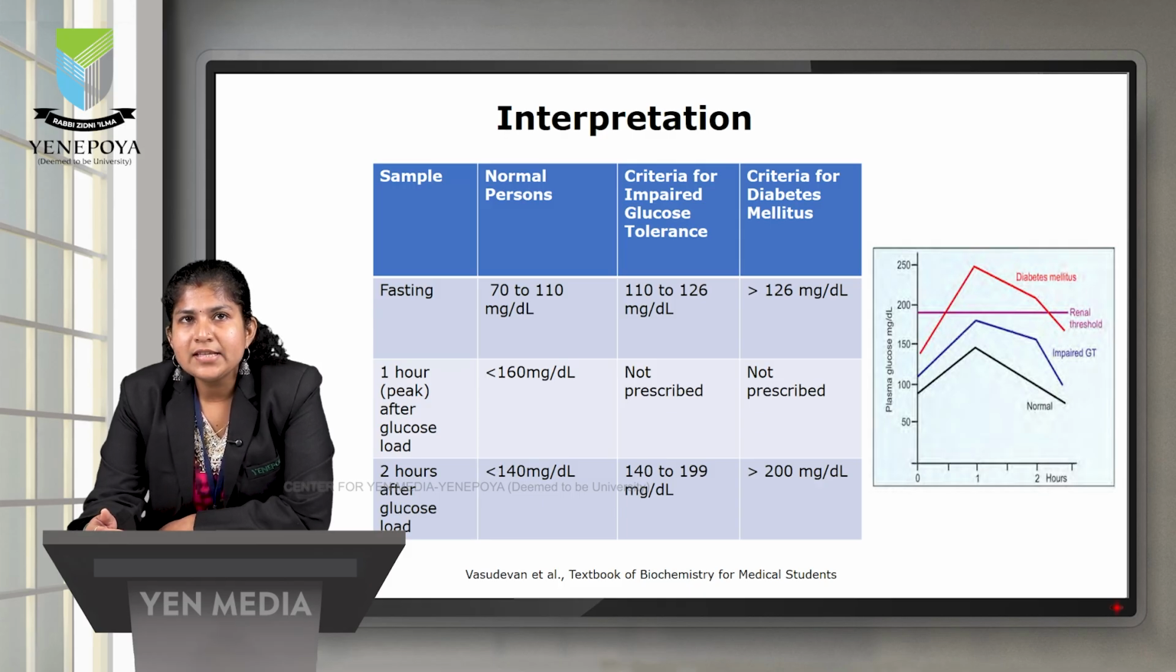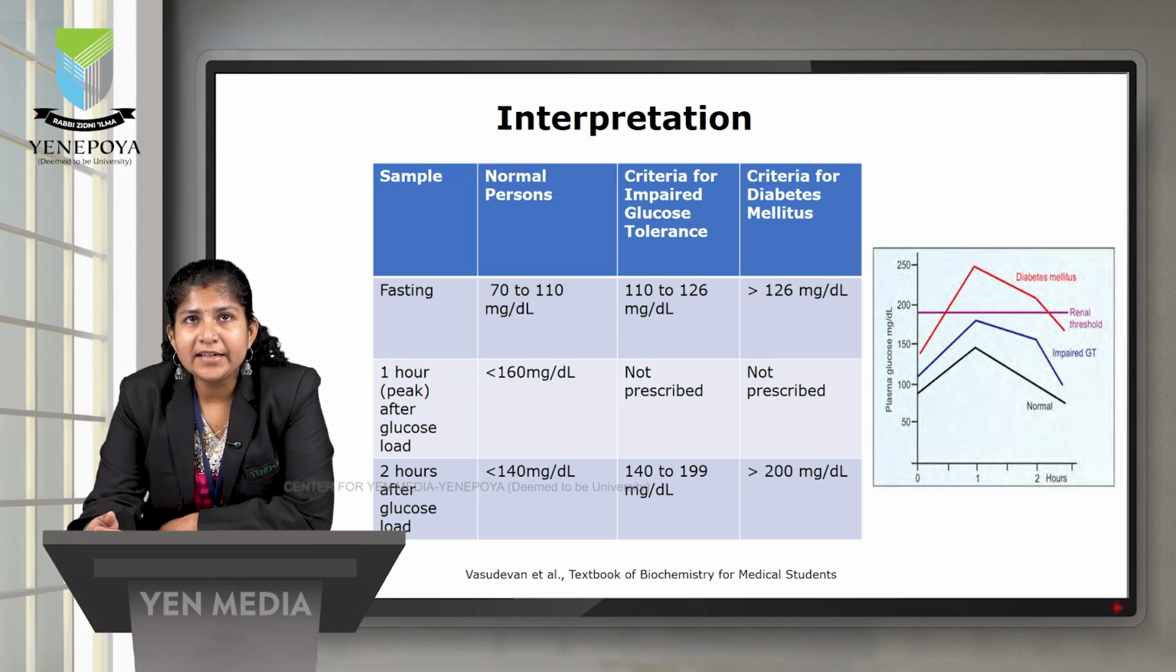So we will see the interpretation. If the person is normal, fasting blood glucose level should be 70 to 110 milligram per deciliter. On the first hour of glucose load, it should be less than 160 milligram per deciliter, and at 2 hours less than 140 milligram per deciliter.